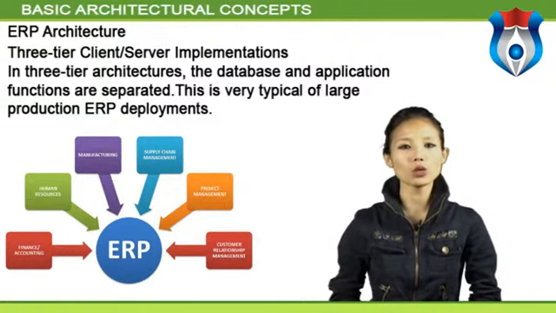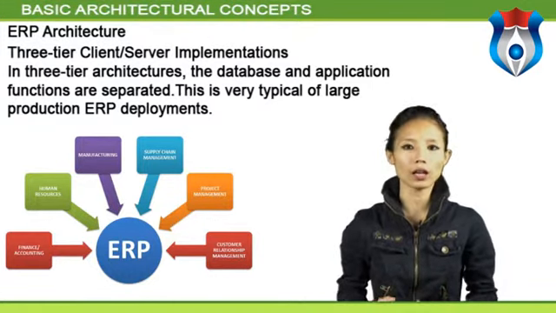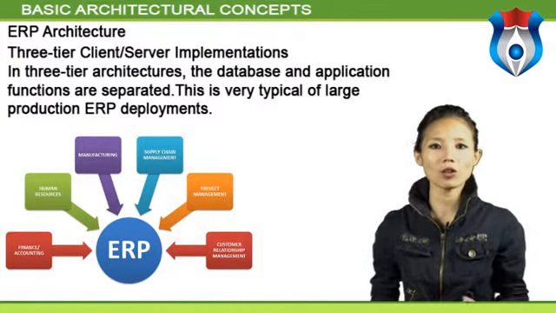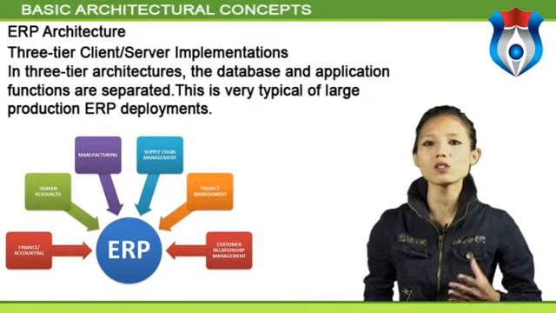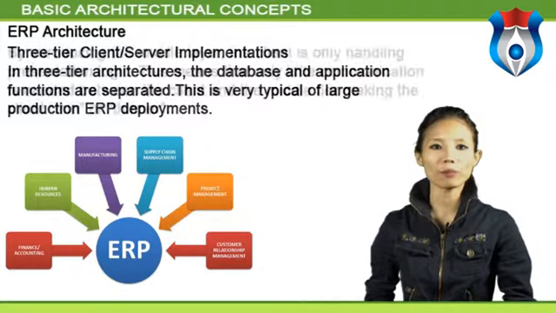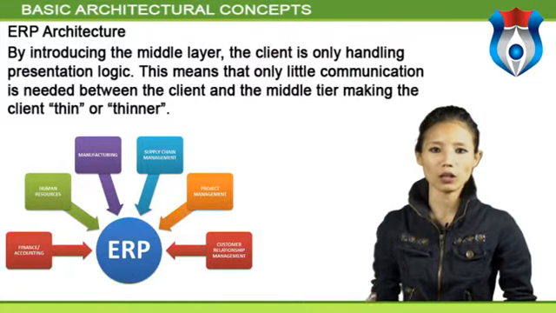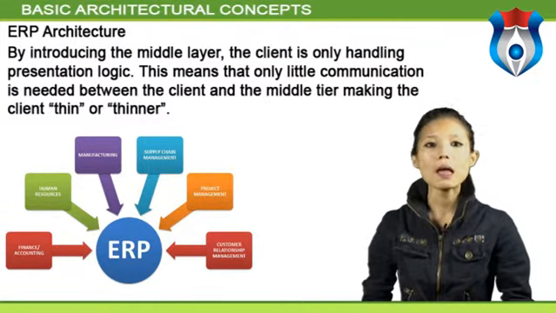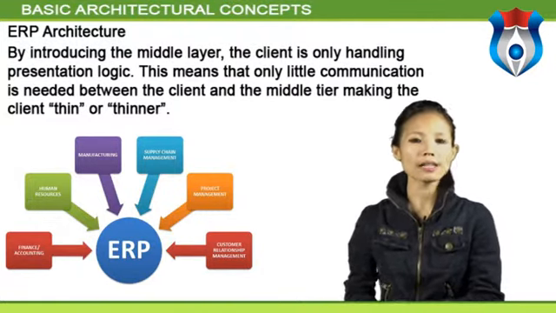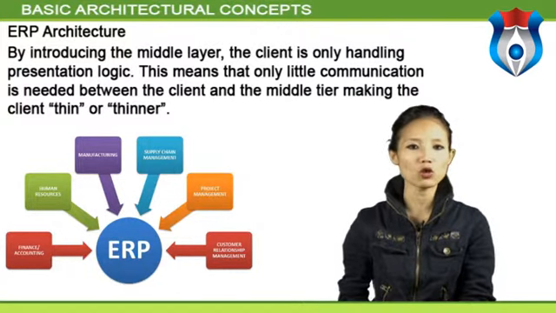In the client-server solution, the client was handling the business logic, and that makes the client thick. A thick client means that it requires heavy traffic with the server, thus making it difficult to use over slower network connection like internet and wireless, LTE, 3G, or Wi-Fi. By introducing the middle layer, the client is only handling presentation logic. This means that only little communication is needed between the client and the middle tier, making the client thin or thinner. An example of a thin client is an internet browser that allows seeing and providing information fast and almost with no delay.